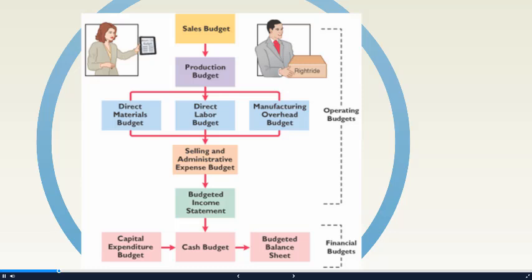From these 3 product cost budgets, we can then build our cost of goods sold budget, our budgeted income statement, and we can also look at our sales administrative budget as well as our cash budget. The cash budget includes the cash receipts budget and the cash payments budget.